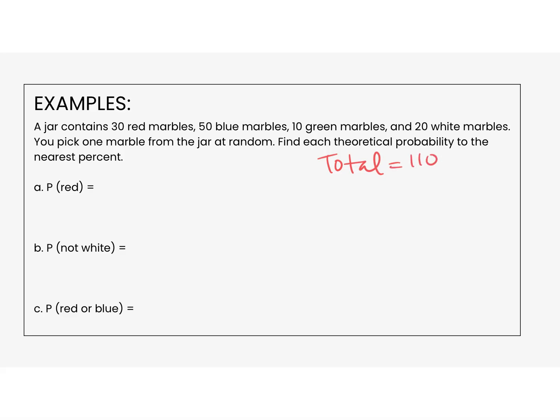So remember, it's number of favorable outcomes over possible outcomes. So if we're looking at red, there's 30 red marbles. So all I'm doing is 30 out of the total, which is 110. And that's 0.27 or 27%.